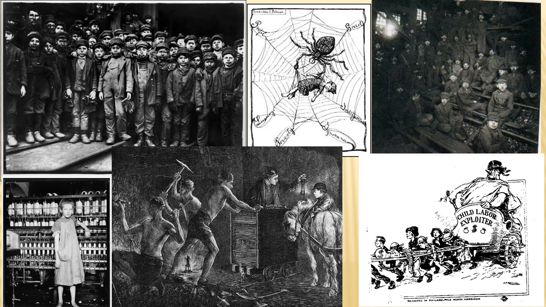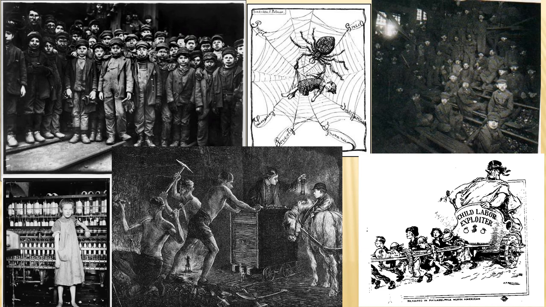Now, very briefly, the two cartoons. Let's take a look at the one in the center top. I know it's kind of hard to make out, but the spider there has the phrase child labor written on it. And then the web, if you look around the web, it talks about profit and poverty and luxury and indifference and greed. Those are the strings on the web. And then obviously, there's this child caught in this web.